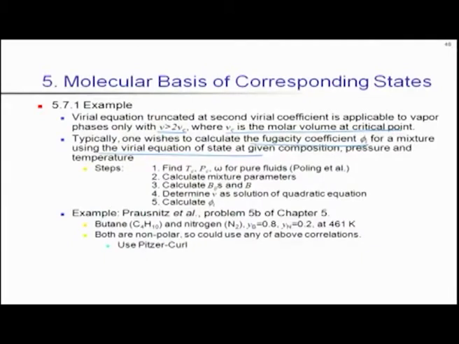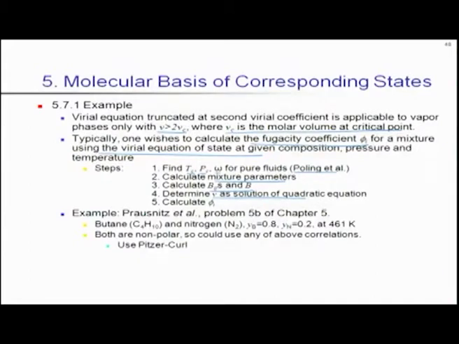In that case, the typical steps which we like to follow are: find Tc, Pc, omega for pure fluids, which we can get from Poling et al. and many other literature sources; calculate mixing or mixture parameters; calculate Bi's and B; determine molar volume as a solution of a quadratic equation; and calculate the phi's. Okay, so let me try to explain using an example from the textbook, chapter 5.